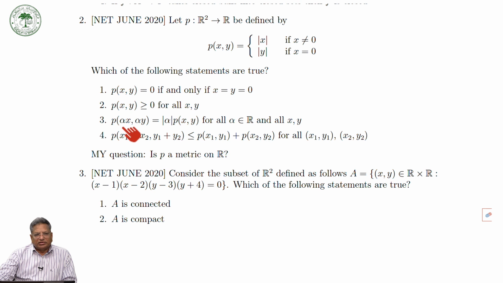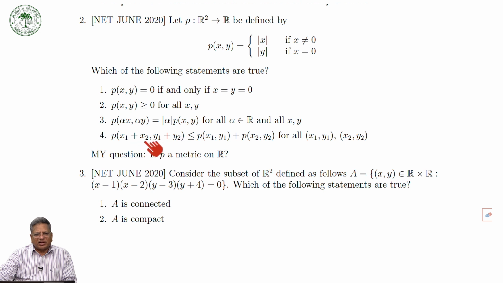If we take this one, then you can see that here you can take alpha, take mod of alpha from here, and from here you can take mod of alpha, and then from here alpha is common, and then it is equal to Pxy. So this is true. But what about this one? You have to check whether this is true or not.